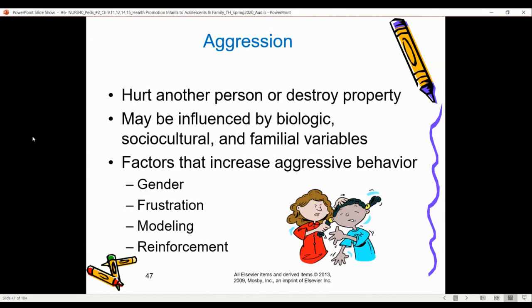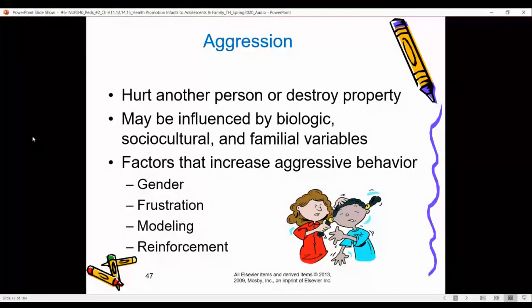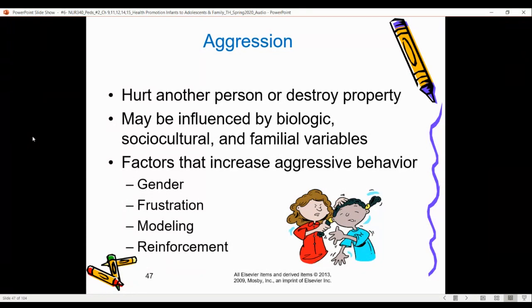Modeling is also something that can influence this. If they're seeing other kids do it, they may do it. Or if they're seeing it at home because they're getting abused at home, that may also be a reason for seeing a child being more aggressive and hitting kids around them. Reinforcement of this behavior: positive reinforcement is the kids around them laughing because they threw something or they did something silly that was aggression. That's positive reinforcement. We don't want to see that because that encourages them to do more activities like that.